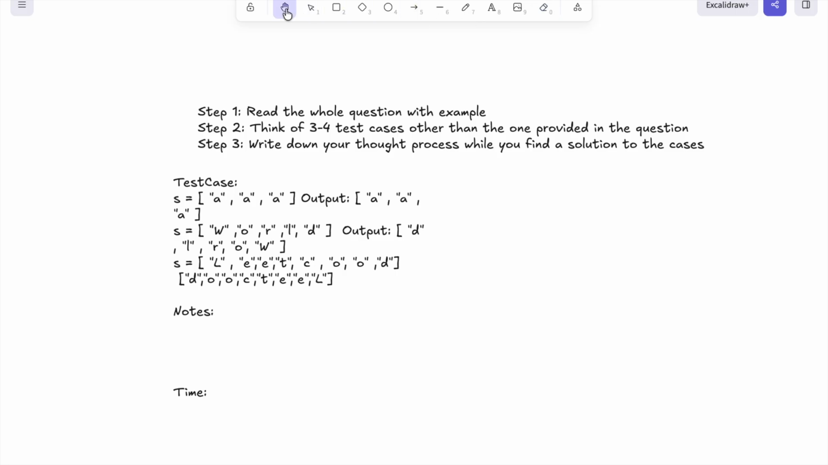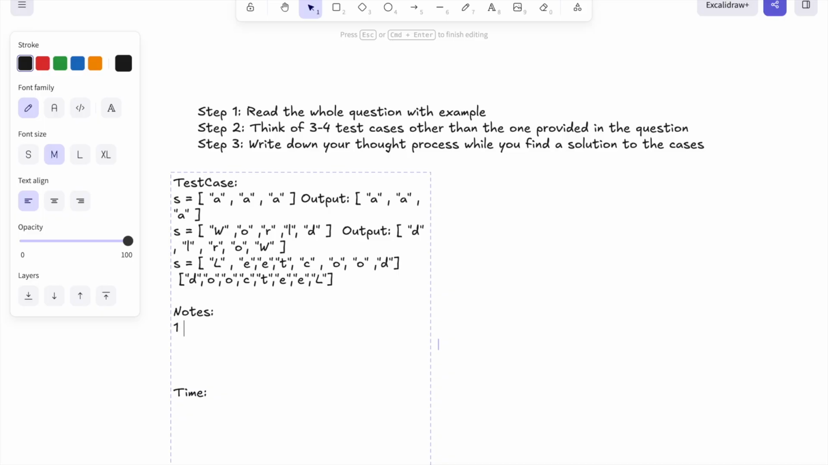Okay, so now in step 3 we need to write down our thought process while we find a solution to this case. So the way I see it, I started from the last and made my way to the starting, so that I get the last letter, that is D, then L, then R, then O, then W, right? So first thing is we need to do iteration. Let's write that: iteration is required. You can start from the start as well.